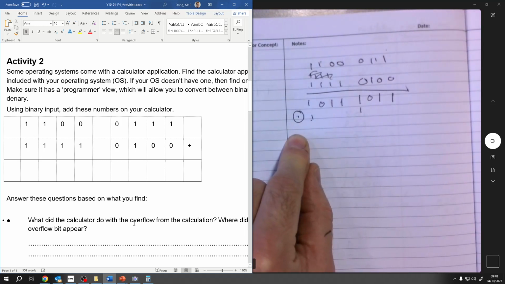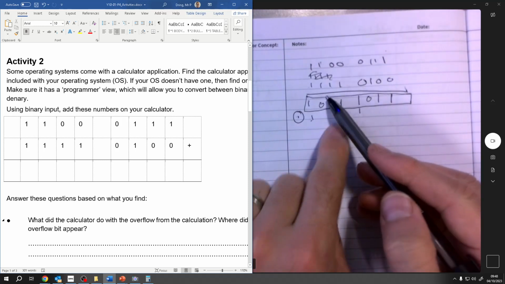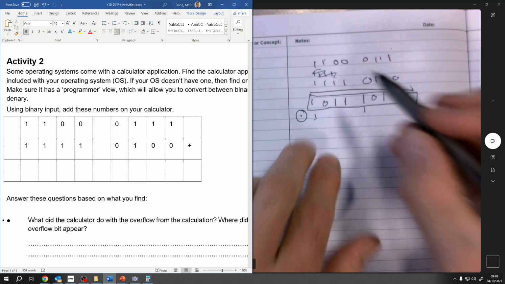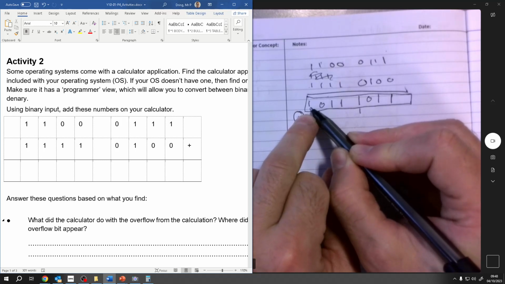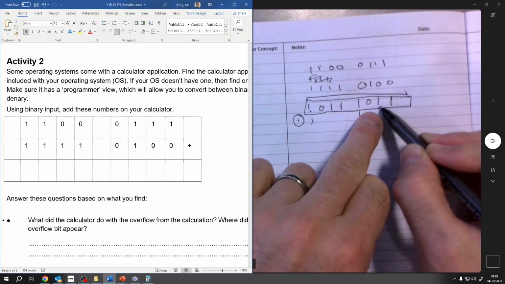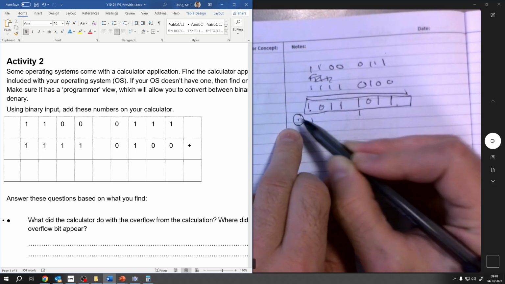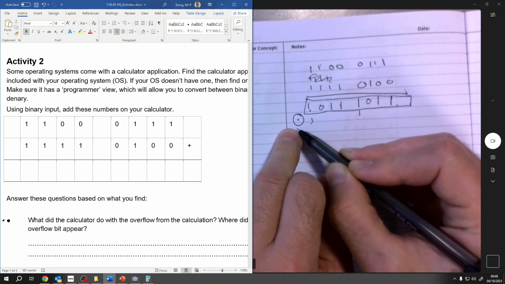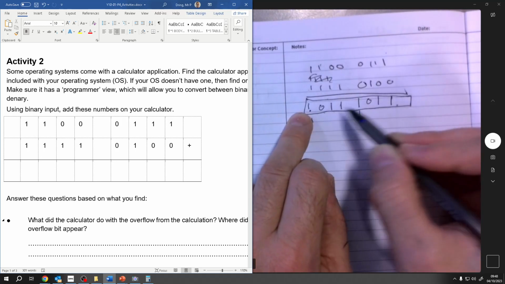What did the calculator do with the overflow? Where did the overflow bit appear? This means if you've got 8 bits to store it in your computer, that means you've got a capacitor to store charge and a transistor to work as a digital switch. You've got 8 of those, 8 little individual memory cells. You haven't got 9. You can't store that anywhere. It's overflowed. It's lost. You've only got 8 bits to store a byte.